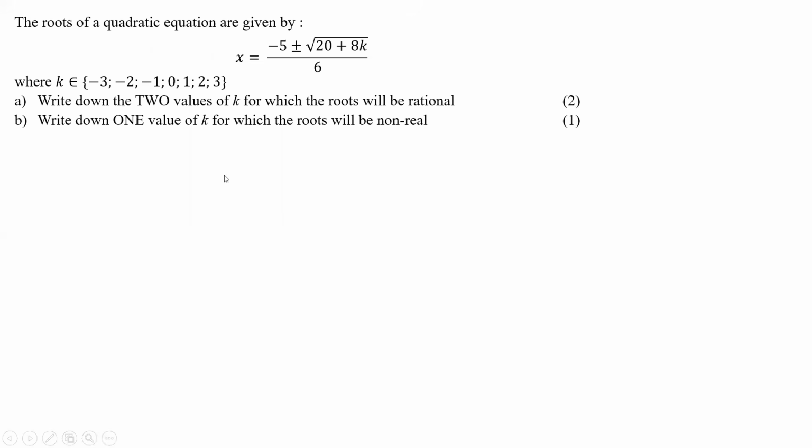All right, let's try another one. All right, beautiful. Look at this. The roots of a quadratic equation are given by this part. I think now you can spot the discriminant, which is 20 plus 8k. Then it says where k is between -3, -2, all the way up to 3. So the values of k are restricted from -3 up to 3. Perfect. The question says write down the two values of k which will make the roots rational.